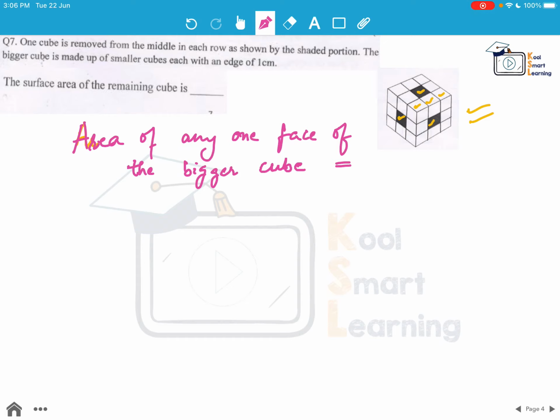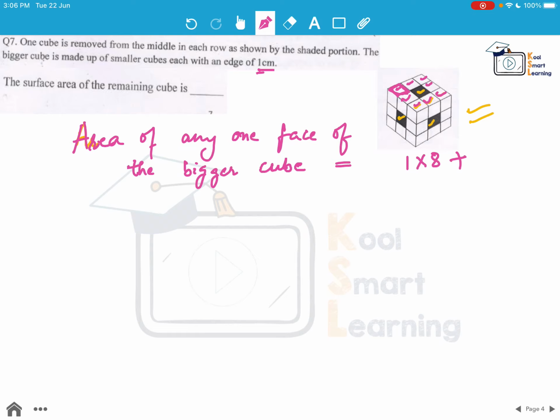So now in this we see that 1, 2, 3, 4, 5, 6, 7, 8 small cubes are there. So what is the area of this one face of the small square? Since its edge is 1 centimeter, this is obviously 1 centimeter square into 8, because we have 8 such faces of the smaller cubes.